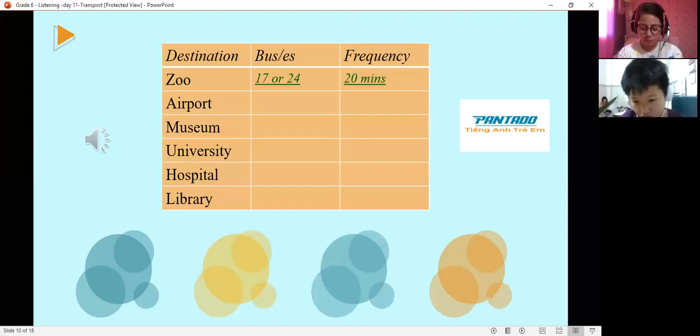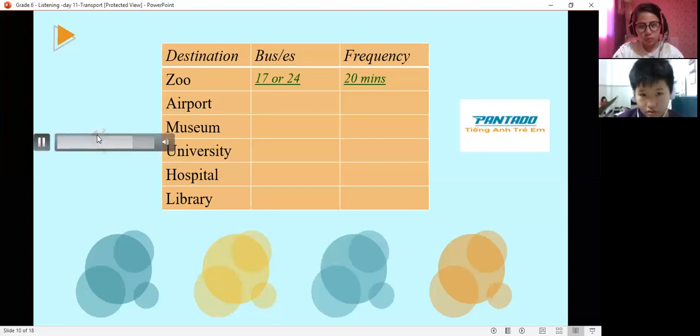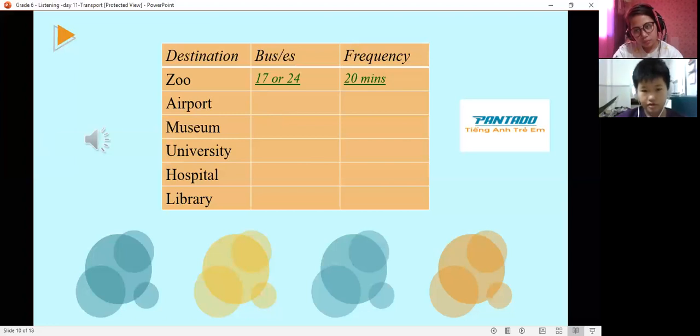Bus will take me to the university, please. The university? That would be number 16 or number 22. And do they leave often? Yes, every 20 minutes. Can I take a bus to the hospital from here? Yes, you want a number 65. And when does it leave, please? There's one every 45 minutes. What bus should I take to go to the public library? Number 13. It leaves every quarter of an hour.